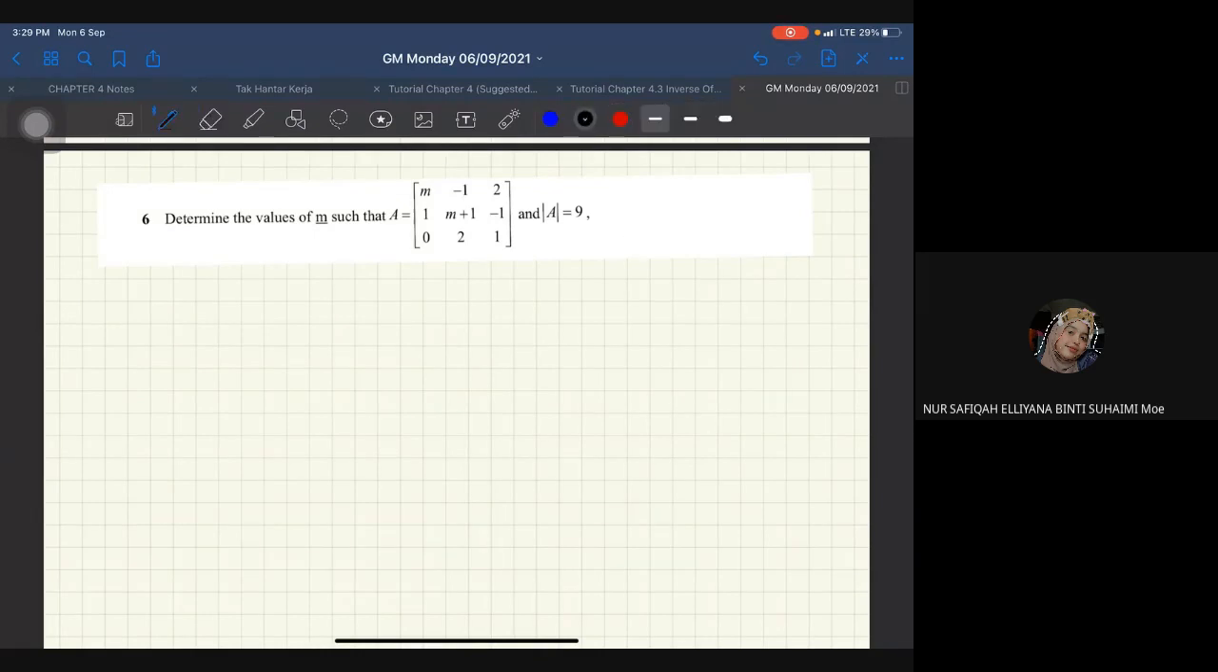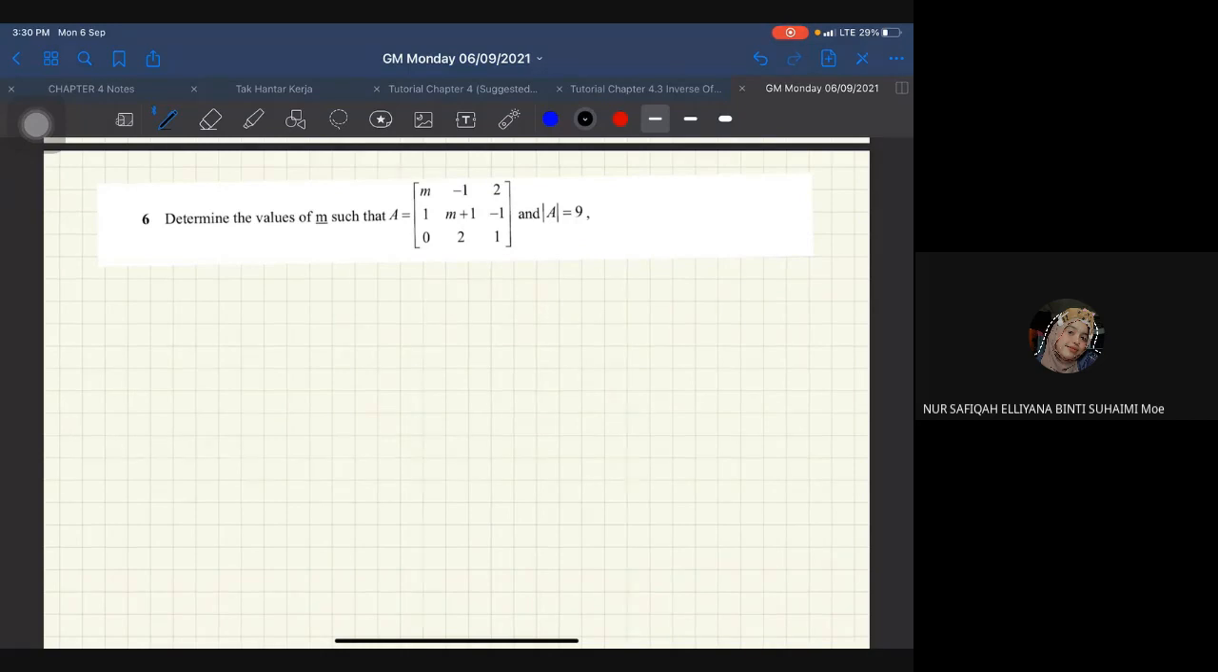Okay, so we have matrix A and we also have determinant of A is equal to 9. So for this one, dia ada satu unknown. Maksudnya awak kena hasilkan satu equation lah. So bila ada satu unknown, nak cari dia mesti ada satu equation. Tapi kalau ada dua unknown, dia mesti ada dua equation and so on. So for this question, kita cuma ada one unknown saja, which is M. Kita dah ada matrix A dan kita ada juga maklumat berkenaan determinant A ni dia sama dengan 9.